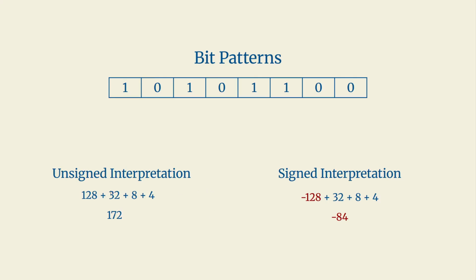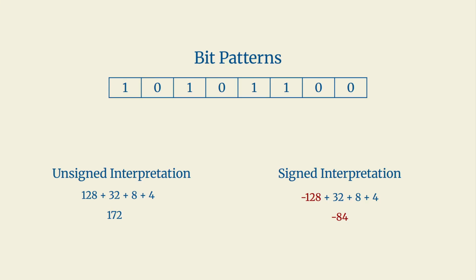We could choose to use the unsigned interpretation of this bit pattern, which would give us the number 172, or we could choose to use the signed interpretation, which would give us negative 84. So strictly speaking, there is no such thing as a signed number or unsigned number. There is only the unsigned interpretation of a bit pattern and the signed interpretation of a bit pattern.